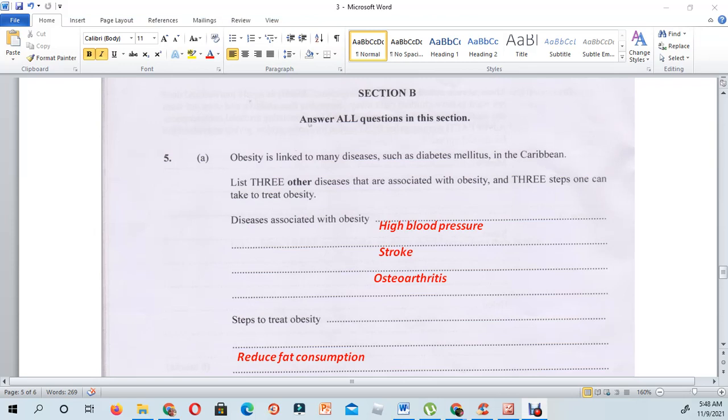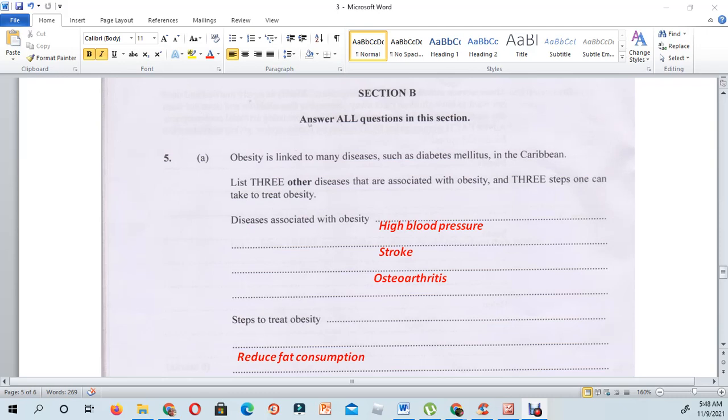So again, this is another episode in the revision CXC question for human and social biology. We will be now looking at question 5, again coming from the 2018 past paper, having to do with obesity. So obesity is linked to many diseases such as diabetes in the Caribbean. List 3 other diseases that are associated with obesity and 3 steps one can take to treat obesity.